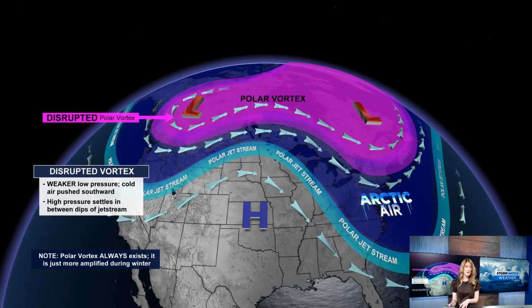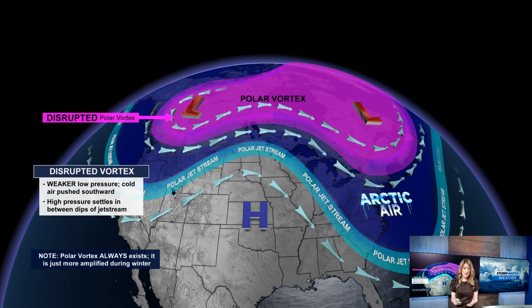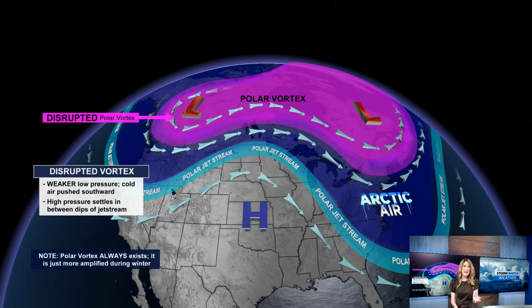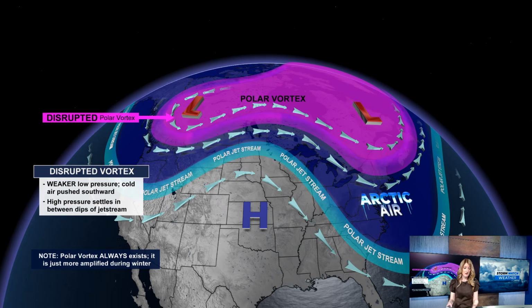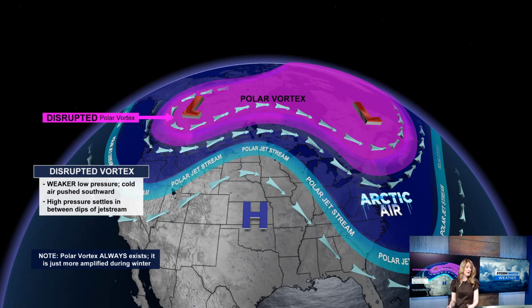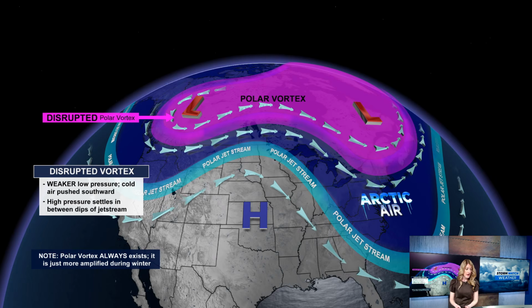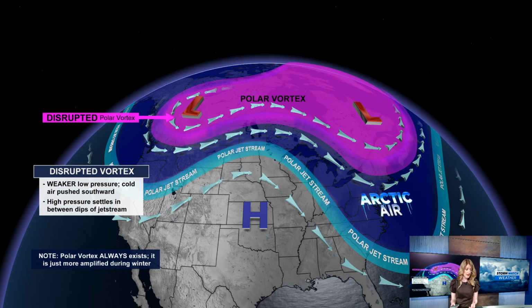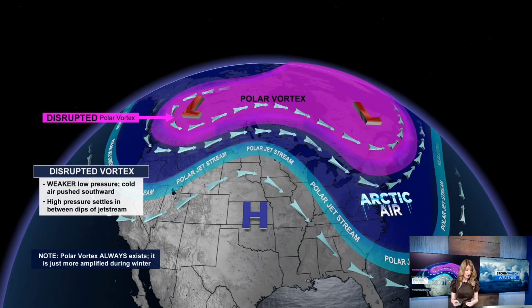This here would be an unstable setup or disrupted one where it's not contained. And so you can see where it's not forming this circle here. You're seeing kind of two different lobes there, and it's able to move further south. And so with that, you also can get an area of high pressure. You're going to have ridges and troughs with this. And so that low with the polar vortex is weaker, and the cold air is able to push further south.